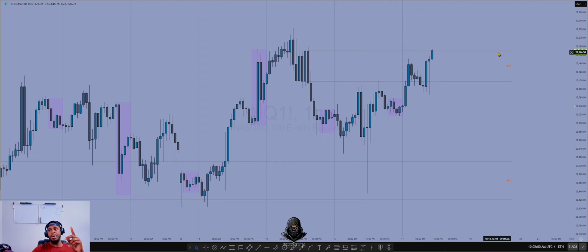So that initial tap at 9:30 was perfect. It tapped it, went straight down. But then it tapped it and then it went into it, taking out that swing high. But just continue taking out swing highs, like this high here. And then we're going for this high right here.